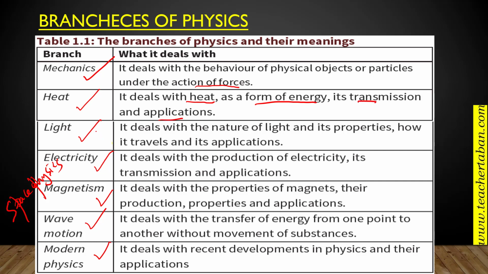When we talk about light, this is very important. Assuming that you are blind, what can you do? In other words, in order for us to see objects, we need the presence of light. So we shall be looking at the nature of light, its properties, how it travels, and the applications. Then we have electricity. Imagine a world without electricity. You can answer yourself about this. So under electricity, we shall be looking at how electricity is generated, how it is transmitted, and the applications as well.